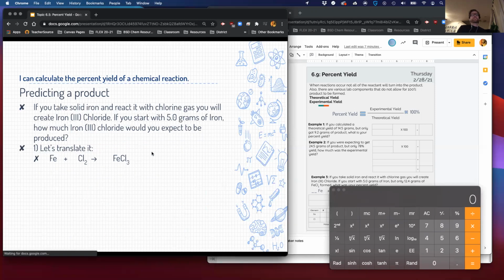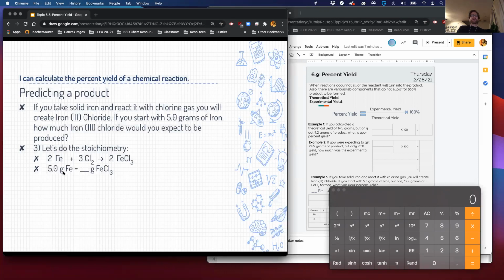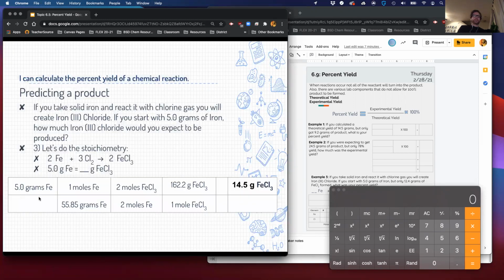Okay, so you would translate the problem, and then you would balance it, right? You guys are good at balancing by now. And then you would say, okay, well, if I have 5 grams of iron, how many grams of FeCl3 would I make? And you'd set up the stoichiometry, and you put the molar mass of iron right here, and you'd say it's a 2-to-2 ratio, and you'd do a little side hustle to get the molar mass of iron chloride, and you'd say, hey, I expect there to be 14.5 grams of iron chloride. Now this right here, this is a theoretical yield. This is a hypothetical. This is how much you would expect to get.